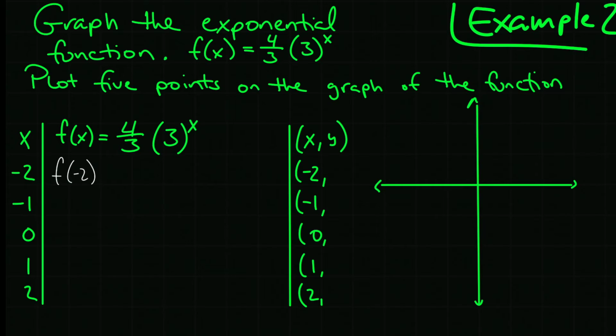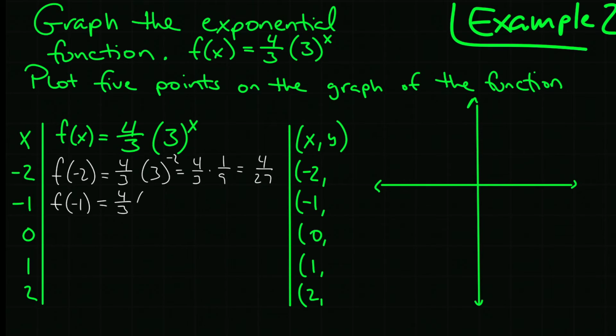So we have f of negative 2 is equal to 4/3 times 3 to the x power, which is going to be negative 2. Because we have a negative exponent, we move it to the denominator. So it's going to be 4/3, and 3 squared is going to be 9. So that's going to be 4/27.